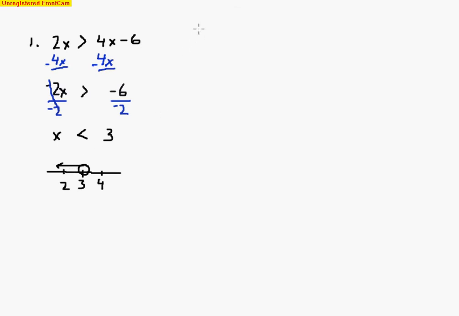Now, the problems can get a little bit tougher if we go ahead and place a constant and a variable on both sides of the inequality. So let's try this one. Let's say we had 4x minus 3 is less than 2x plus 6.